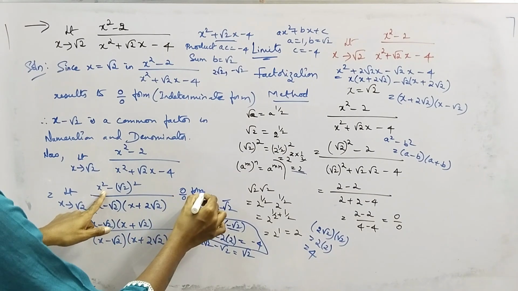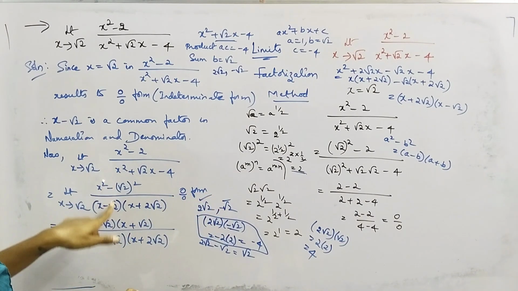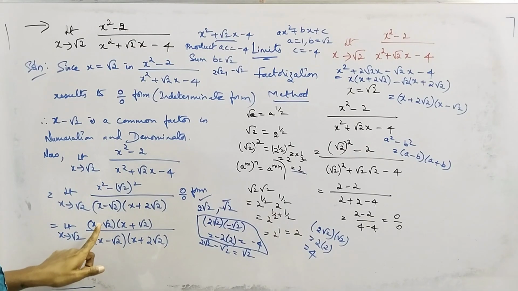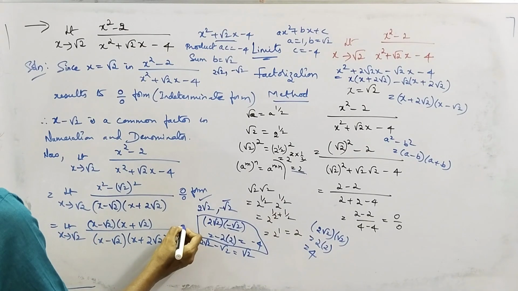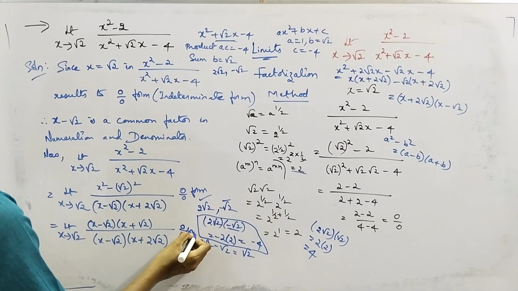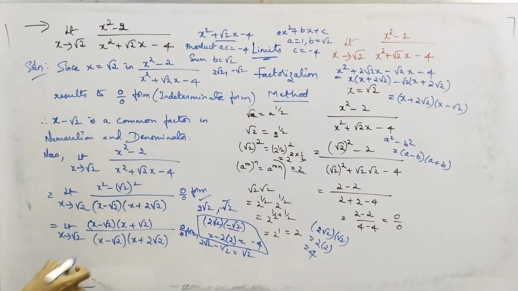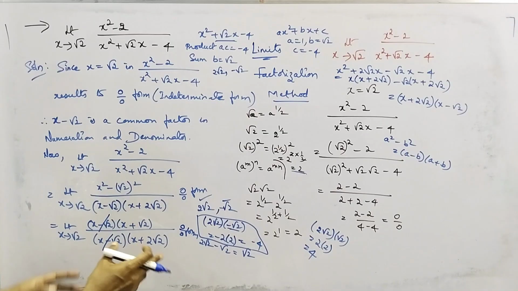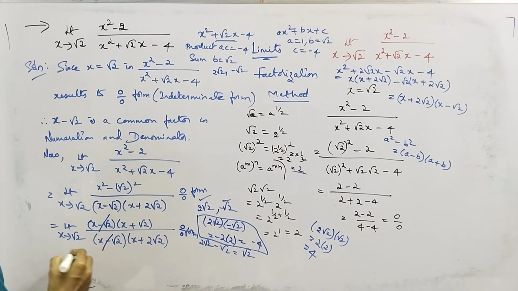Okay, this is also a 0 by 0 form. If you put x equal to root 2, this term and this term become 0, right? And here also this is in 0 by 0 form. Now we need to vanish the 0 by 0 form. Here we can cancel out the common factors x minus root 2. So by cancelling these two, the 0 by 0 form is vanished.